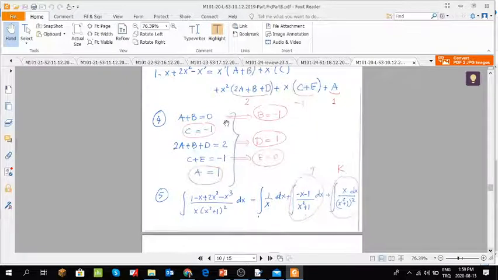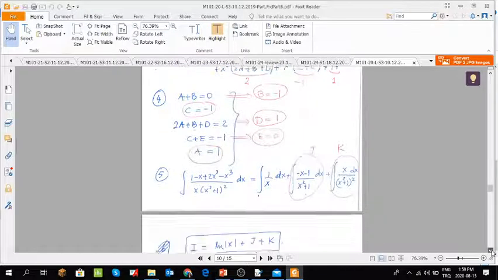And then I have 1, 2, 3, 4, 5 equations and 5 unknowns, and I can solve it. C is already solved, A is already solved, B can be solved from here at -1, A is solved, B is solved, D can be solved as 1, C is solved, E can be solved as 0, and I put them in here.